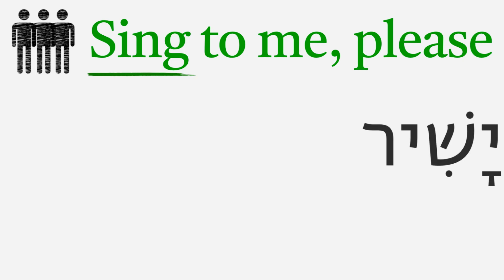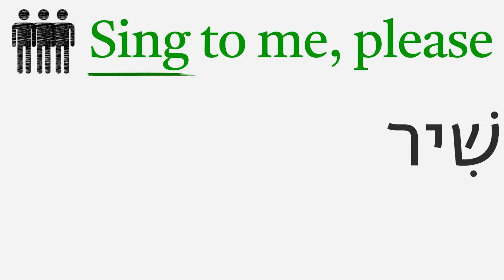Let's say, sing to me please, commanding a group of men. The masculine singular imperative sing can be made from a verb like yashir, he will sing, by removing the future tense prefix. That makes shir. Once we have this masculine singular command, we can add a u ending to make shiru, sing, commanding a masculine plural group.